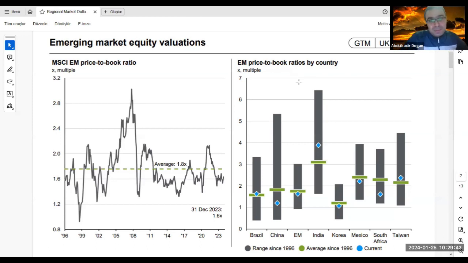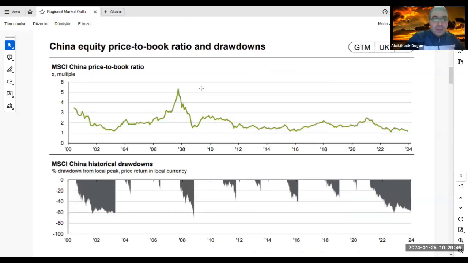So let me continue the presentation with the next slides. As you see here, this is the China equity price to book ratio. Why is China important? China is everything for the emerging market, because China is something from space, not in this world. China, ladies and gentlemen, in any indicator, is not in this world.